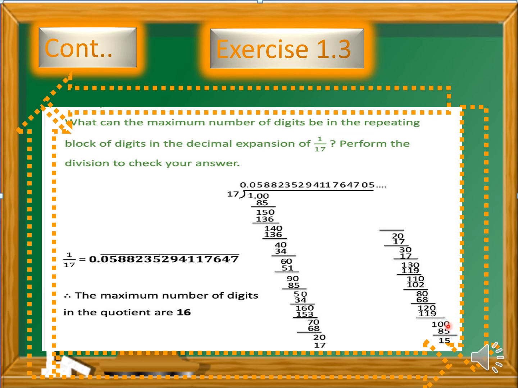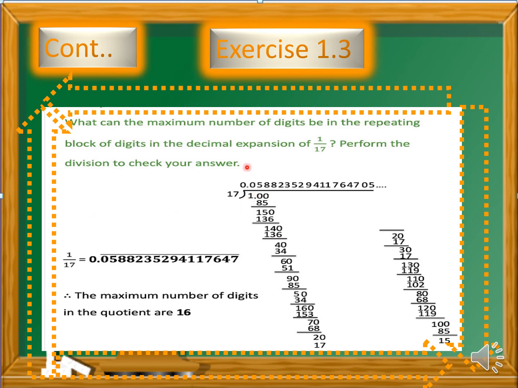So when we are adding two zeros, we have to add one zero in the quotient. So 17 into 5, 85. 100 minus 85, we get 15. Do you notice that the first step and these steps are the same? So here we get 1, here also 1. The second step 15, here also 15.